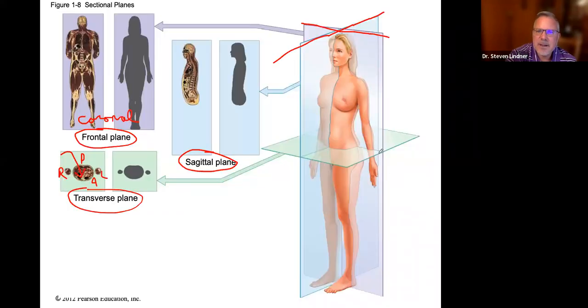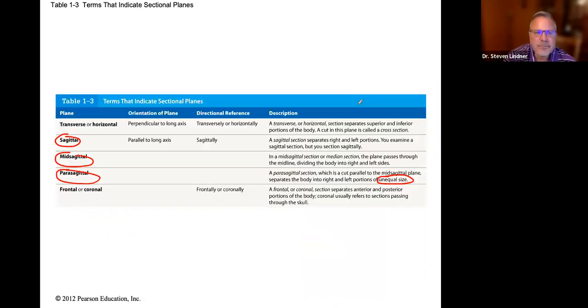So maybe here we can separate it this way, which is still a sagittal, but now we're separating into an unequal left and right half of the body. That's really the main difference. And again, remember, frontal and coronal are interchangeable, and that's going to separate into a front and a back, or anterior and posterior.